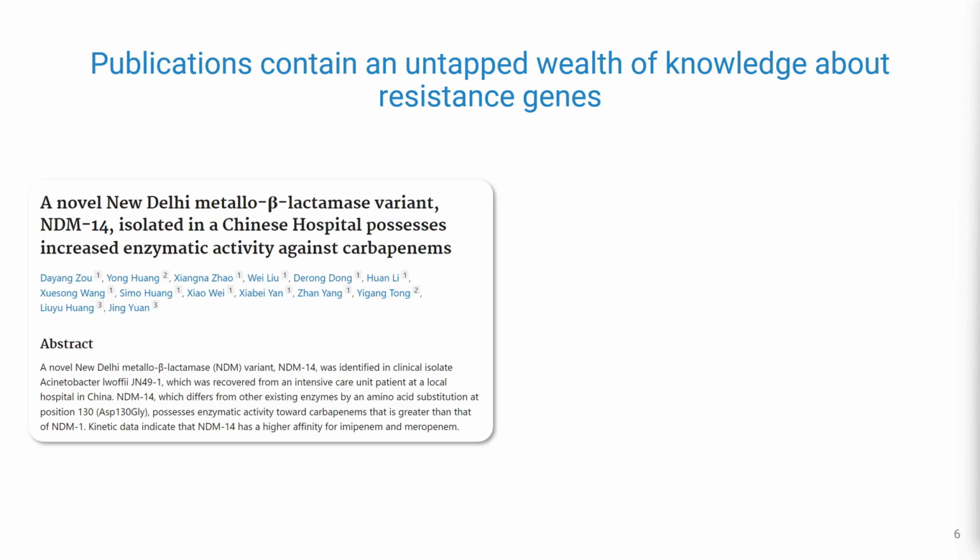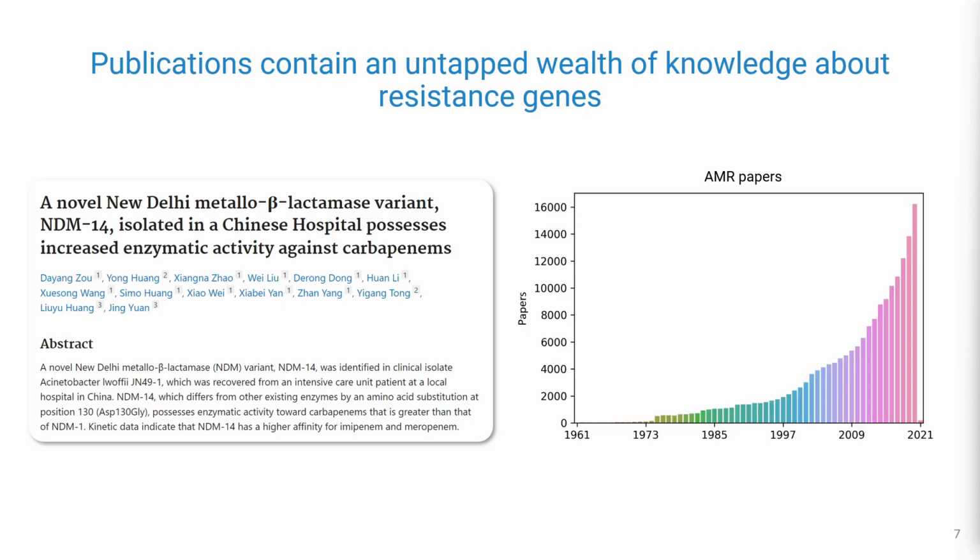For example, if you were to read this abstract, they report finding NDM14 in Acinetobacter in a hospital in China. Right there we learn the bacteria, environment, and country a gene was found in. And there are thousands of papers like this published in the field of AMR, each one teaching us a little bit about a gene. By combining all this information together, we gain a big picture understanding of the genes that cause resistance.